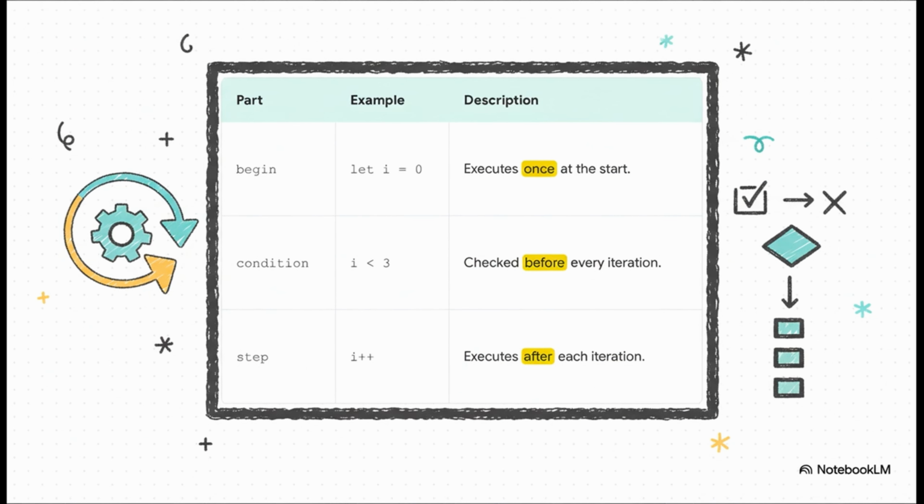So let's actually break down those three parts you see inside the parentheses. First up, you've got the begin part, something like let i = 0. This only happens one time, right when the loop kicks off, and it just sets up our little counter.